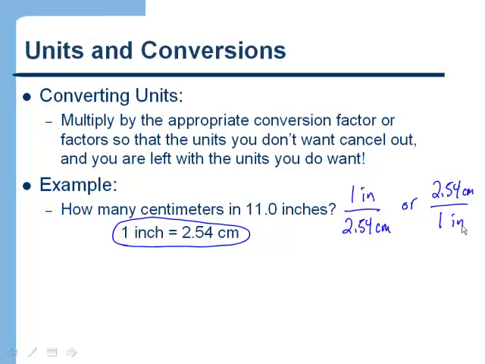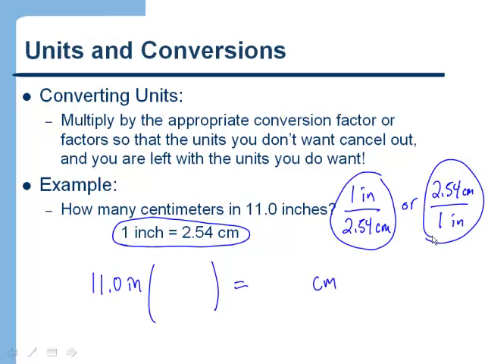In terms of which way I want to use it for a given problem, I have to just look at what it is I'm trying to accomplish. In this example, I have 11 inches. And what I want to end up with is centimeters. So what I do is I simply look at how should I put in the conversion factor. Should I put it in that way or that way? So that inches will cancel out and I'll be left with centimeters.